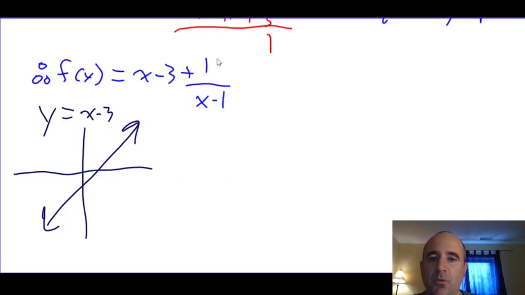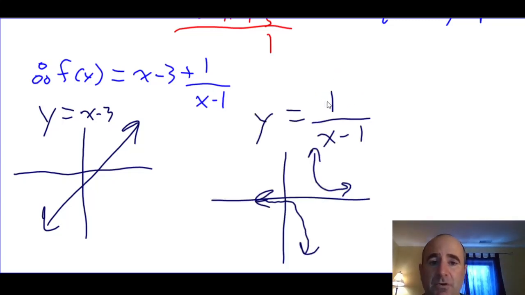We actually know what 1 over x minus 1 looks like as well. It's very similar to the graph of 1 over x. It's just been shifted to the right by 1, so it has a vertical asymptote at x equals 1. So there's a very quick sketch of 1 over x minus 1. Well, our function says take all the y values from this graph and add them to the values on this graph. So you can almost think of these graphs as being on top of each other, and you're adding them up to get their shape.